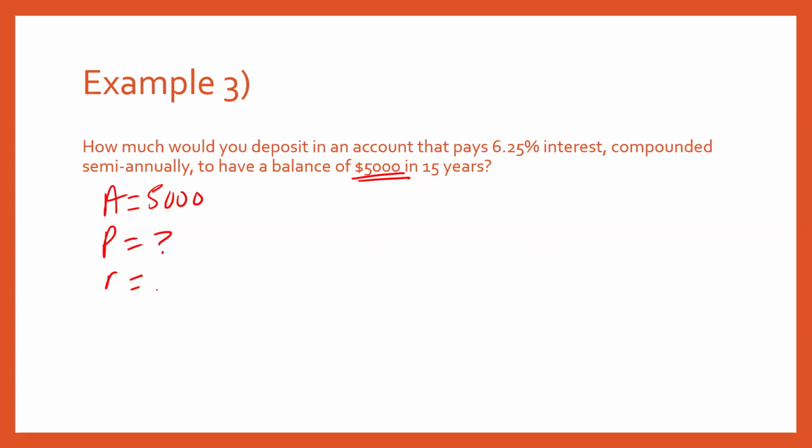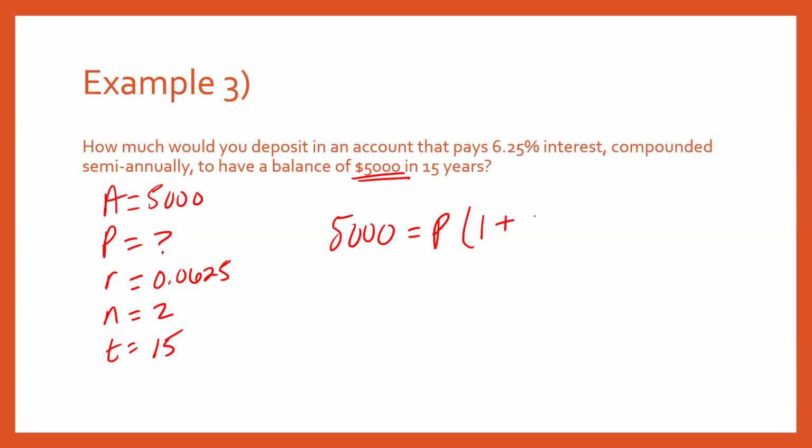What is our R? There we go. What is our N? 2. Perfect. And then our T is 15. All right. So we have all of our variables identified. We're going to plug it into our formula. So now we have 5,000 equals, we do not know our P, times 1 plus 0.0625 divided by 2 to the 2 times 15.